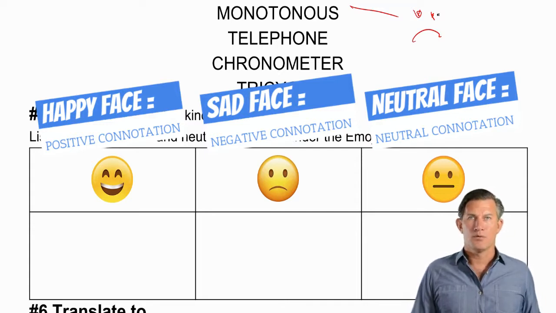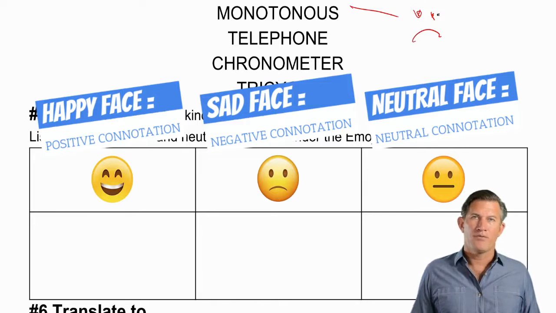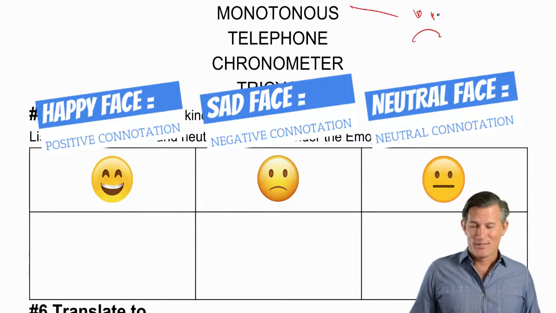Monotonous is when you speak with the same voice, and some of your teachers speak with the same voice, and their voice does not go up or down. It just stays the same, and it sounds like a robot talking. That is bad. That's not interesting. I hope I don't do that.